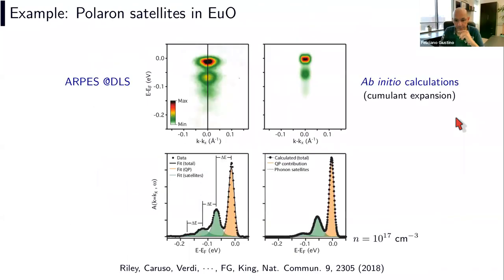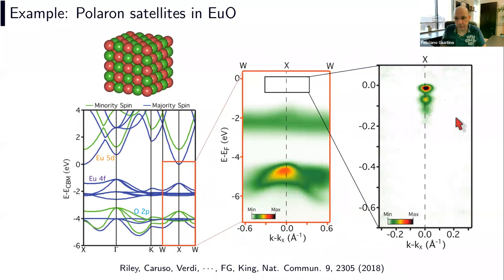You mean this one? Yeah, that's a very good point. So this system essentially has electrons doped into the conduction band, okay? So this is really, if you want, a hole polaron in the conduction band. Is that what you're asking? Because basically this is the removal of an electron from the system after realizing the doping, right?